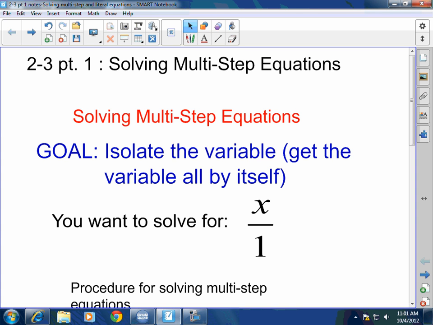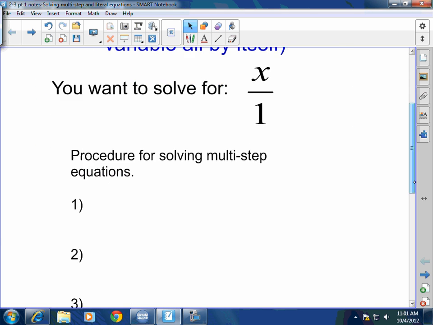All of this is the same as what we've done the whole entire year so far. Okay? There's no new goals. Same goal. Same thing we want to solve for.